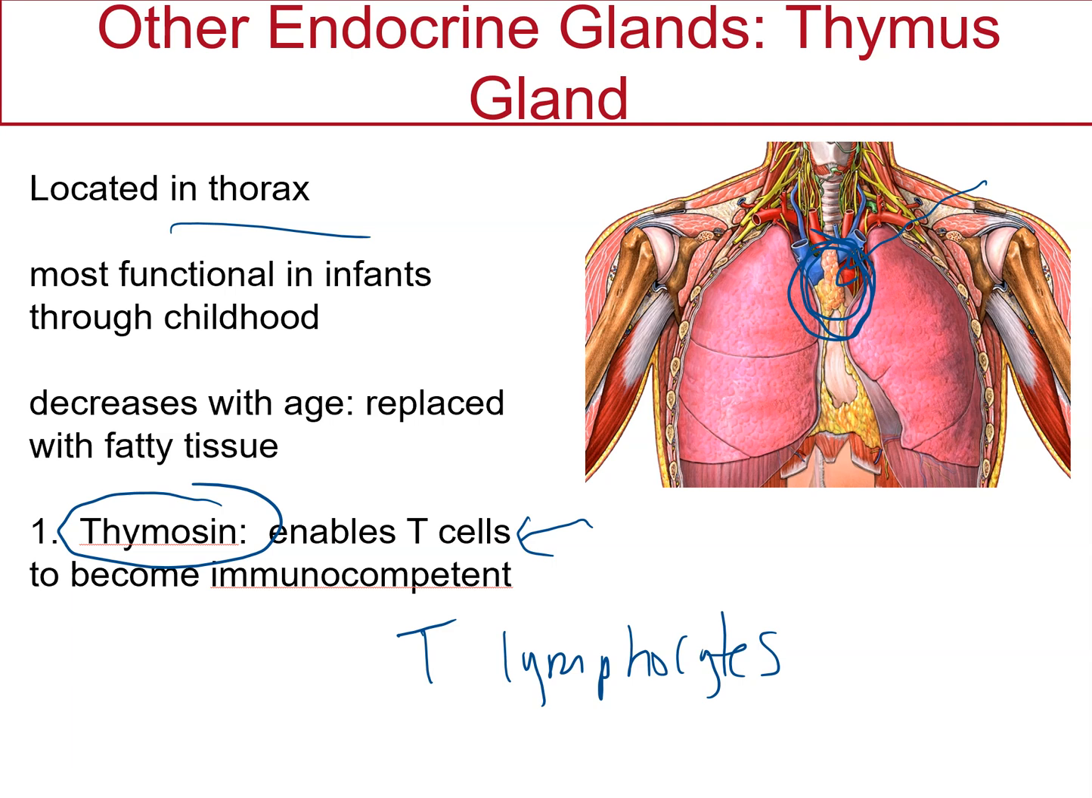That's just a fancy word to say that they learn how to fight non-self. So when we're looking at the immune system, we have what's called self. These are cells that belong to us. And then we have non-self, which literally means things that don't belong there. And our T cells are supposed to help find these things and destroy them. And so that's what thymosin helps to train those cells.